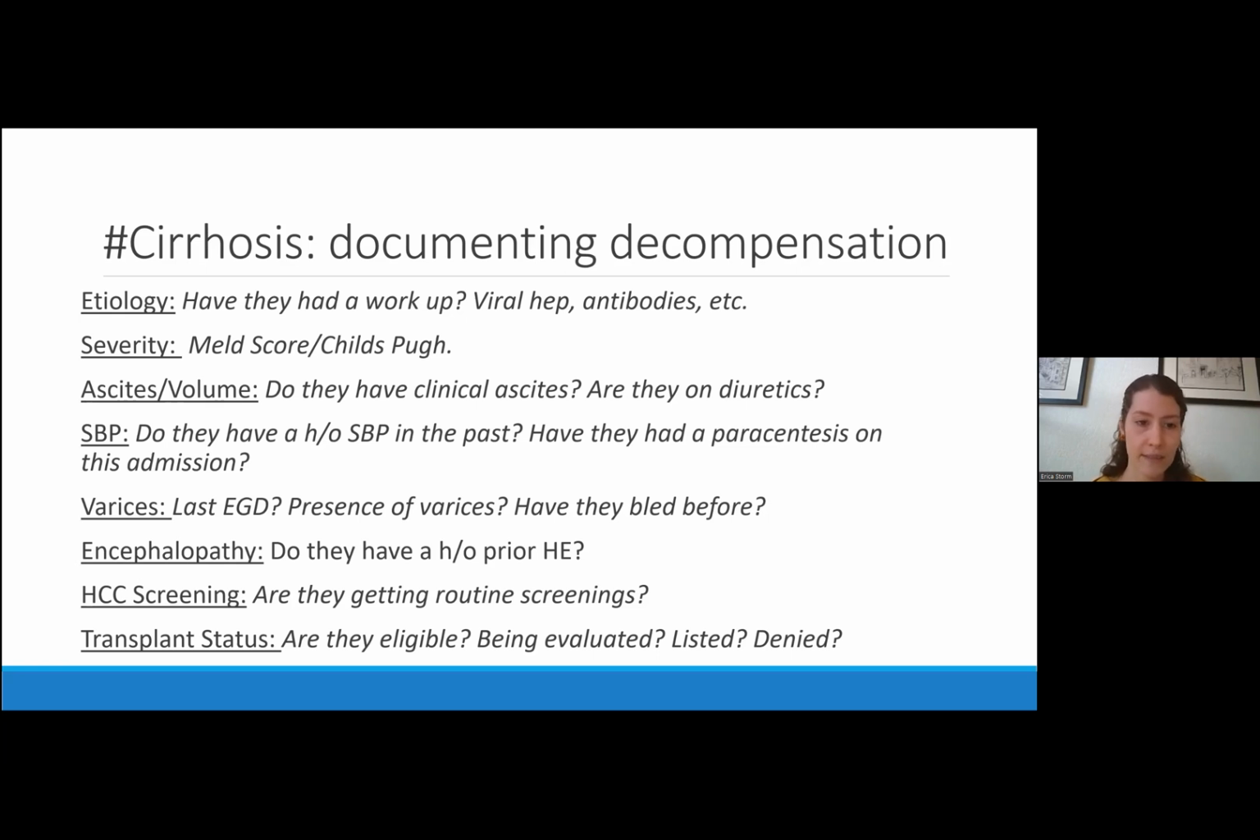But because this is an exhaustive list and because cirrhosis is so complex, I'm going to look at only a couple things and really dive into some of the misunderstandings and easy points where we trip up when we start looking at cirrhosis in the inpatient setting. The first of which is going to be about ascites and volume.